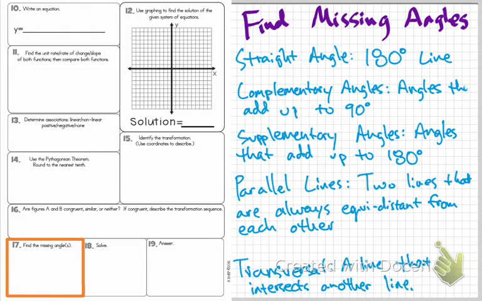Finally, we're going to see some transversals. And transversals are simply lines that intersect another line. Understanding these things can help make the process of finding missing angles much simpler.